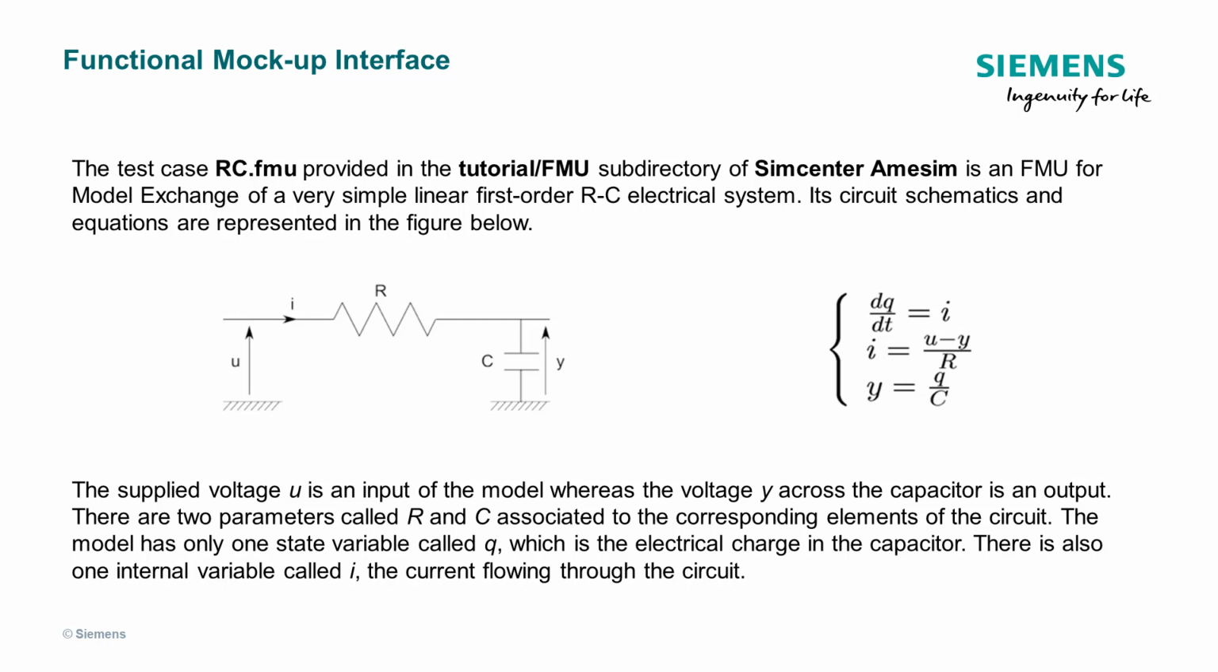Its circuit schematics and equations are represented in the figure below. The supplied voltage U is an input of the model, whereas the voltage Y across the capacitor is an output. There are two parameters called R and C associated to the corresponding elements of the circuit. The model has only one state variable called Q, which is the electrical charge in the capacitor. There is also one internal variable called I, the current flowing through the circuit.